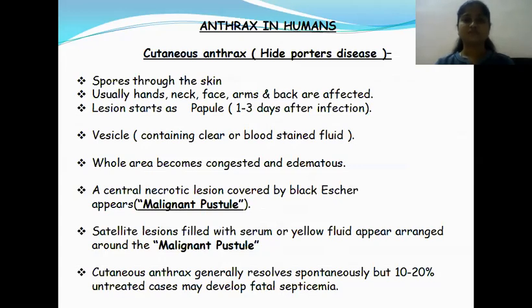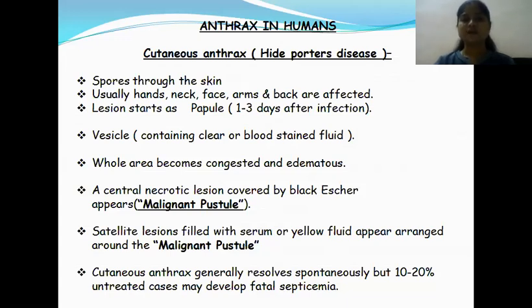Coming to cutaneous anthrax, this is also called as the Hyde-Porter's disease. The spores enter into the human through the abraded skin. Usually the exposed surfaces like the hand, neck, face and arms and the back are affected.